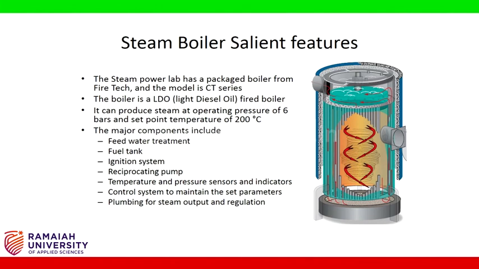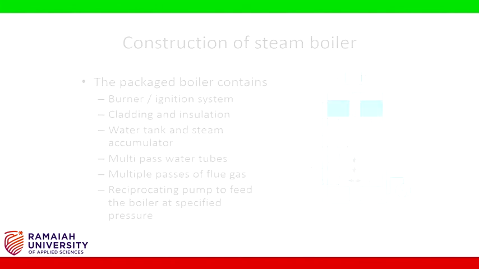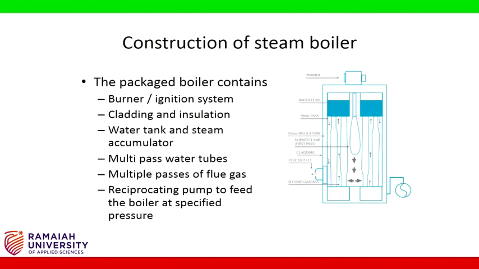The major components include feed water treatment, fuel tank, ignition system, reciprocating pump, temperature and pressure sensors and indicators, control system to maintain the set parameters, plumbing for steam output and regulation. The packaged boiler contains burner or ignition system, cladding and insulation, water tank and steam accumulator, multi-pass water tubes, multiple passes of flue gas, and a reciprocating pump to feed the boiler at specified pressure.